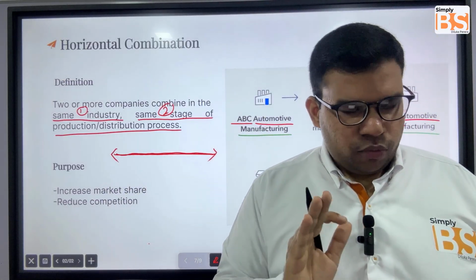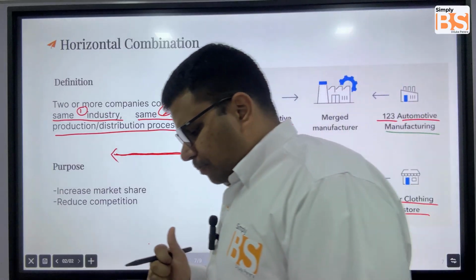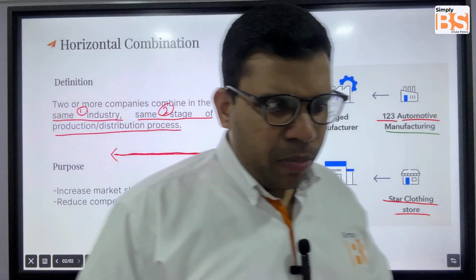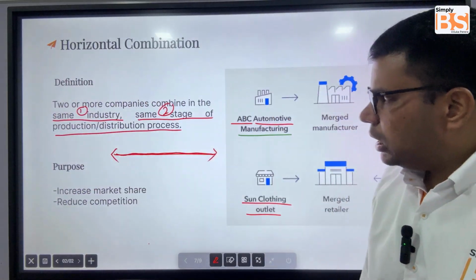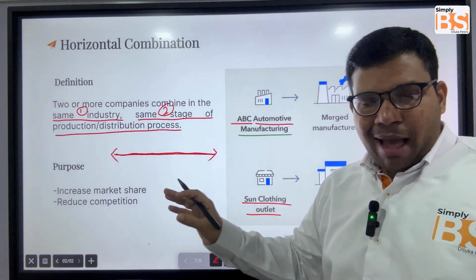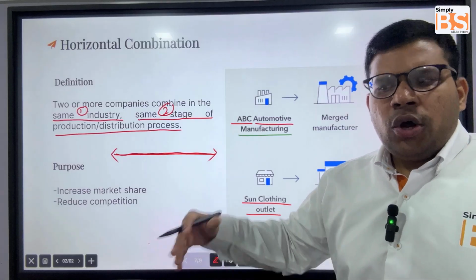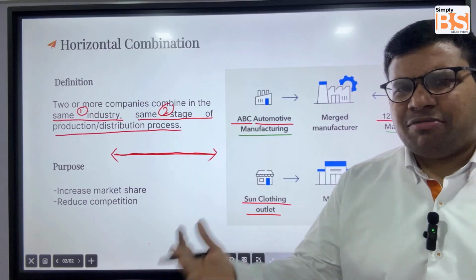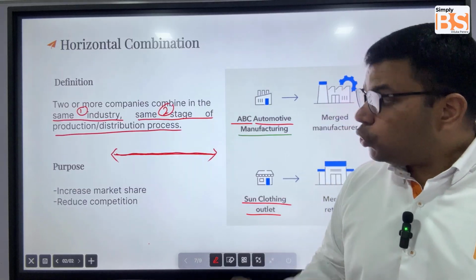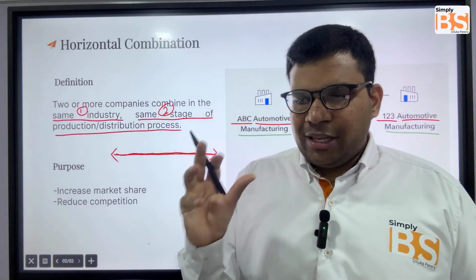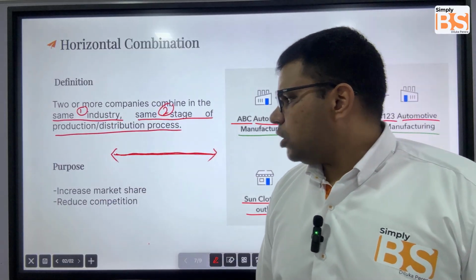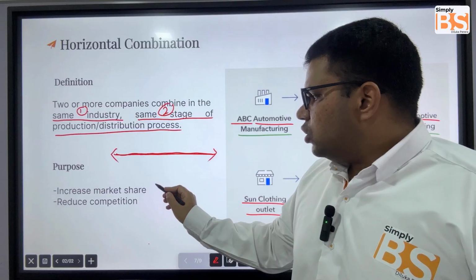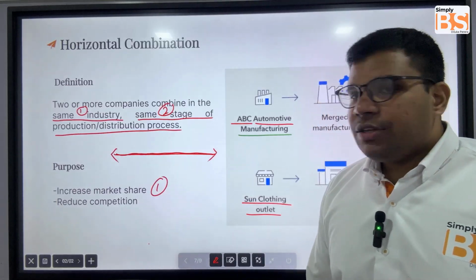Okay, good. Now let's look at these horizontal combinations. They happen to fulfill different types of purposes. I have highlighted two main purposes as to why these horizontal combinations occur. Number one is to increase market share.